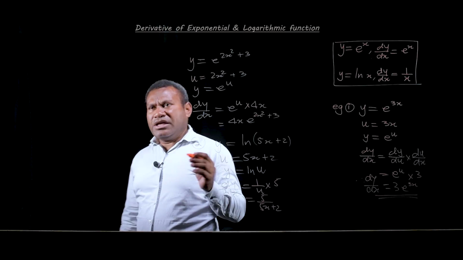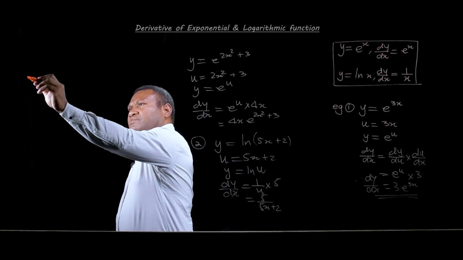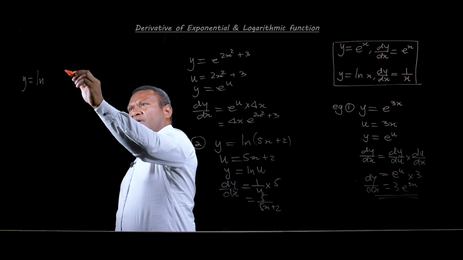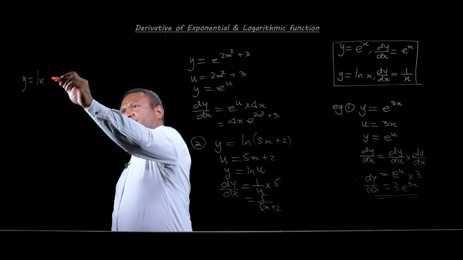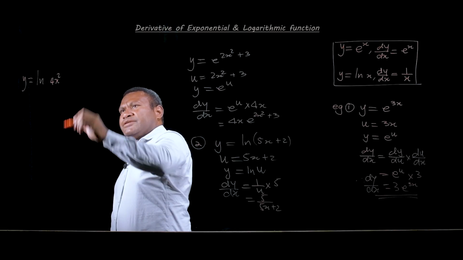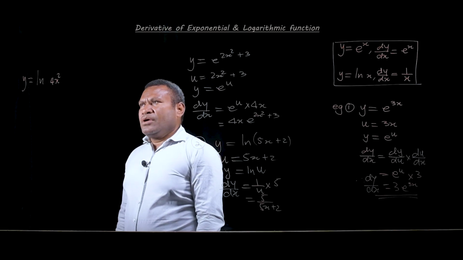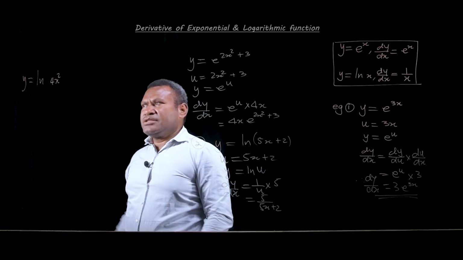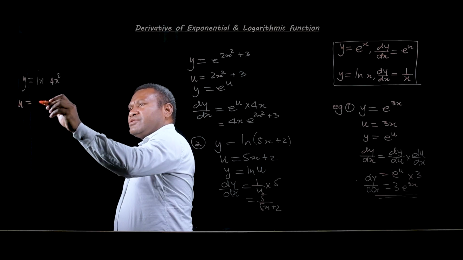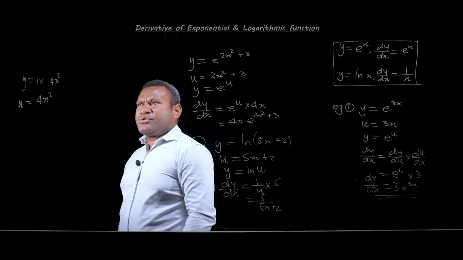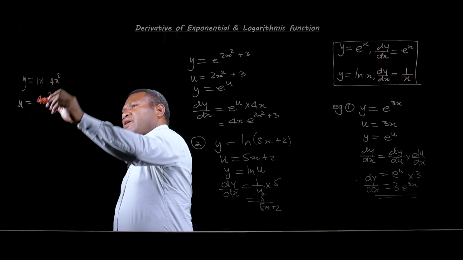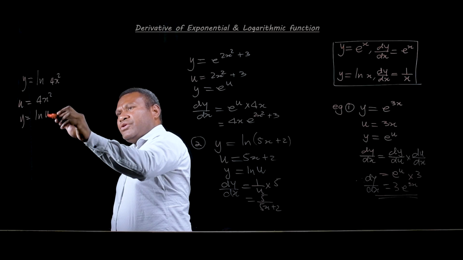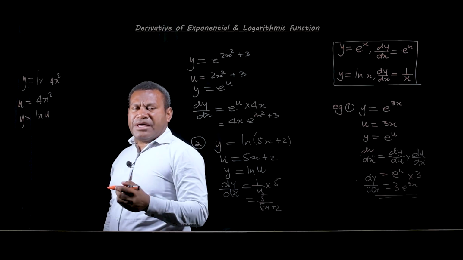Let's take a look at another example. If I have y equals the natural log of 4x squared, once again this is a log function, but it contains another function. So we are going to let u equal 4x squared, and we rewrite this function as y equals ln of u. Then we apply the chain rule.